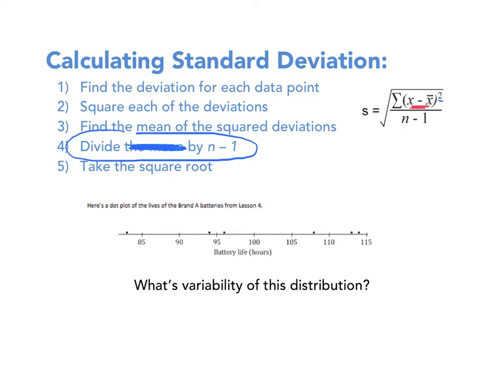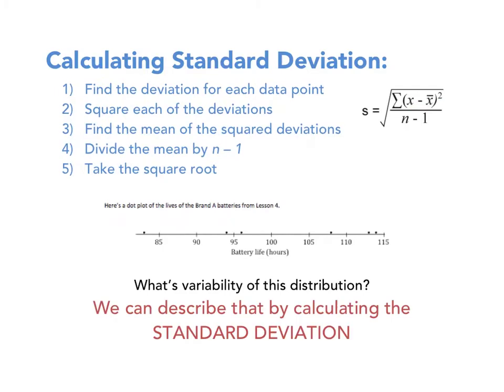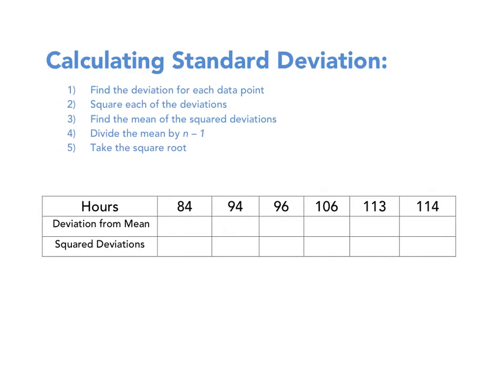So you're going to see questions like this. Here's a dot plot of the lives of brand A batteries from lesson 4. We all know that from yesterday. What's the variability of this distribution? We can describe it in words, but we don't have a number to put on it. But there is a way we can put a number on it, and that is by finding the standard deviation. The standard deviation allows us to put a number or a value to the variability of a distribution. So let's get into it.